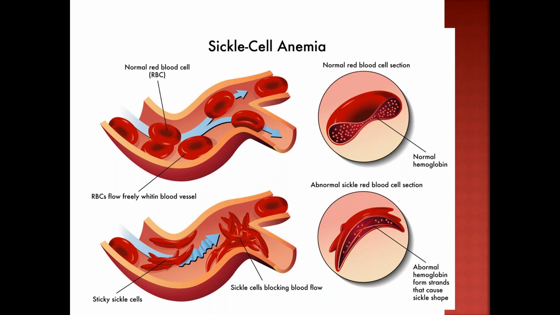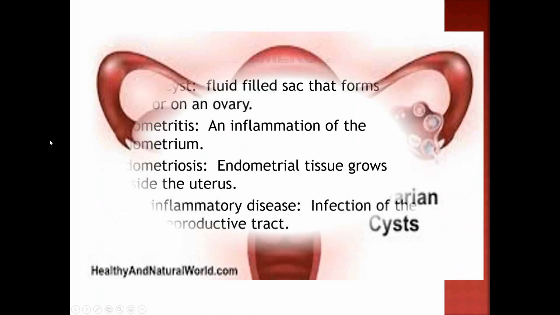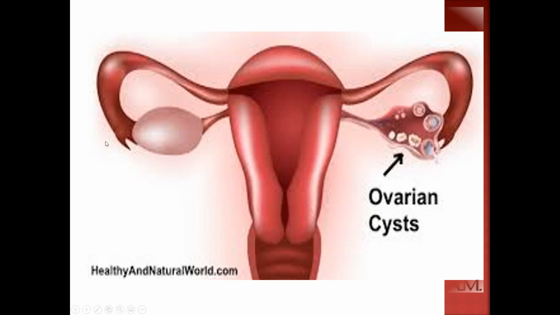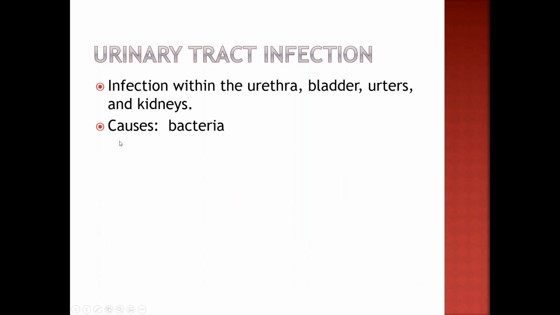So there we can see the difference between our normal healthy blood cells and our sickle cell anemia. We also see with sickle cell anemia, oftentimes we can get those red blood cells to group together because they don't slide by very well within the blood vessels, and they can actually create issues with that. We are going to skip over our gynecological emergencies because we are going to talk about this during our OB issues.